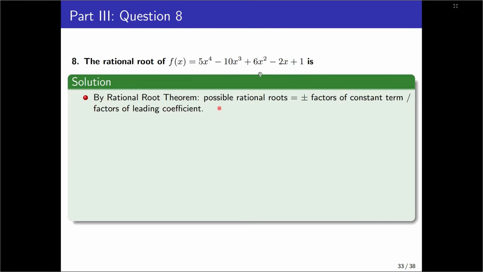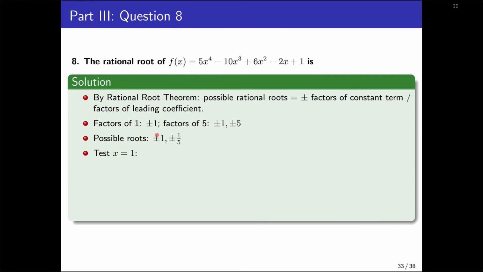Using the rational root test, if this function has a rational number as a root, the numerator must be one of the possible factors of the constant term, and the denominator must be one of the possible factors of the leading coefficient, which is 5. So the factors of 1 are plus or minus 1, and the factors of the leading coefficient, 5, are plus or minus 1 and plus or minus 5. So the rational root of this function, if it has one, must come from a combination of these factors. The possible roots are plus or minus 1 and plus or minus 1 over 5.